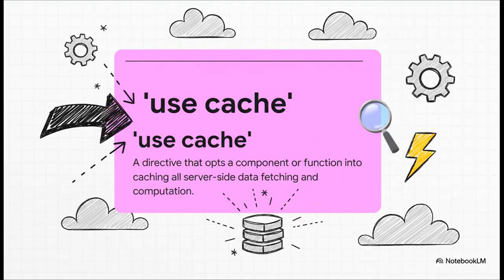And here it is, the star of the show, the magic string that makes it all happen. useCache. It's that simple. You pop this little directive at the top of a component or a function, and you're essentially telling Next.js, hey, see everything that happens in here? Remember it. Cache it. This is your new go-to for performance.